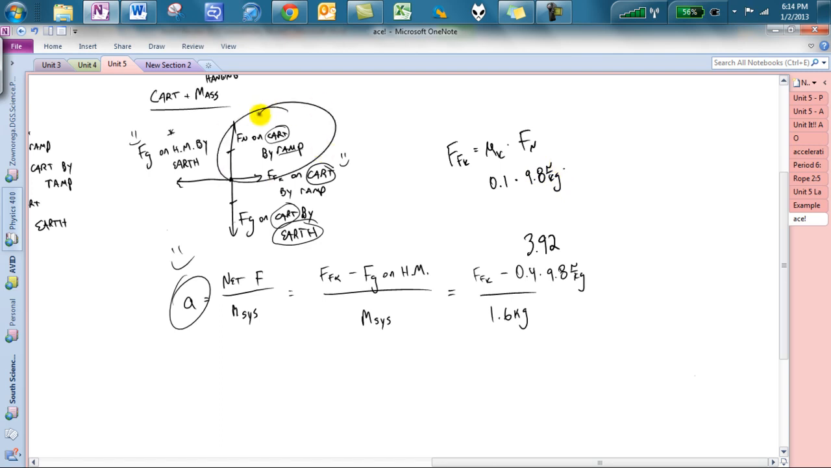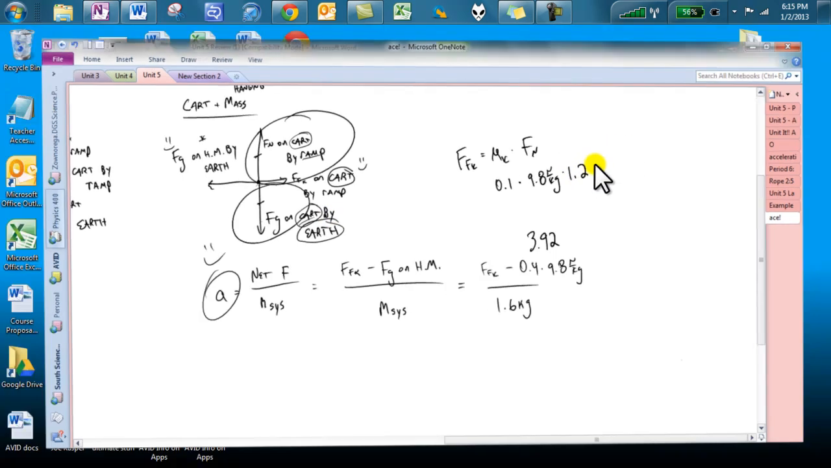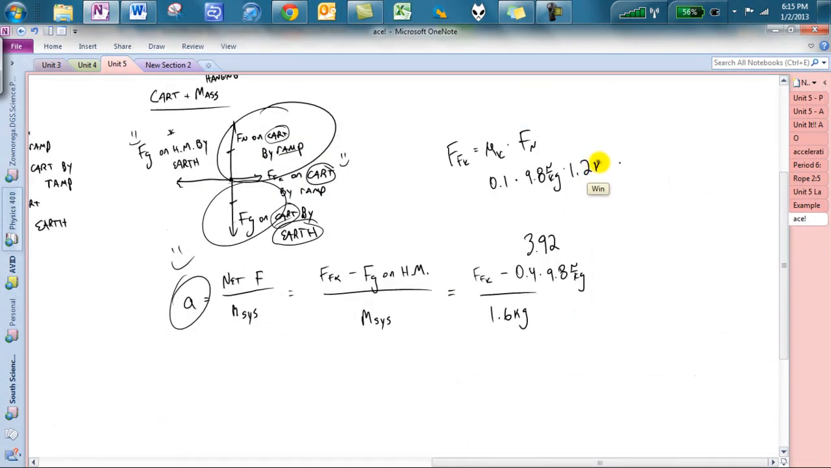So we see Fn on the cart by the ramp. That is equal to the Fg on the cart. So we would take 9.8 and multiply it by 1.2 kilograms. So we do 1.2 times 9.8 times 0.1, and we get 1.176 newtons. And if we subtract this right here, divided by 1.6, we will get an acceleration.